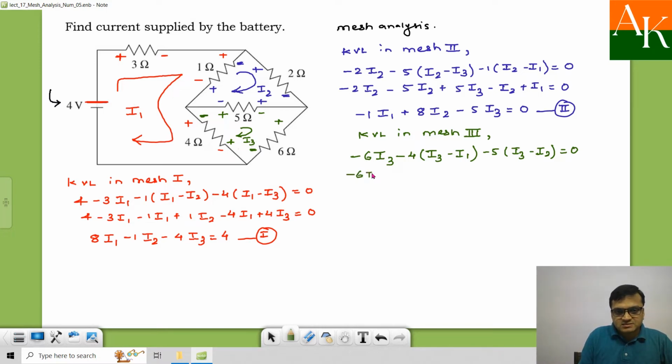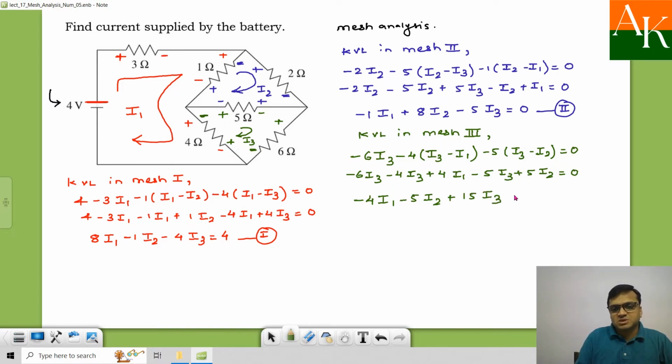So I will have minus 6 I3 minus 4 I3 plus 4I1 minus 5I3 plus 5I2 is equal to 0. Now arranging the terms in nice format, I will get minus 4 times I1, minus 5 times I2, and plus 15 times I3. I have transferred all these terms towards RHS, and that is equal to 0, and this is my equation number 3. So I have obtained 3 equations with 3 unknowns. I will just write them down in a matrix format.